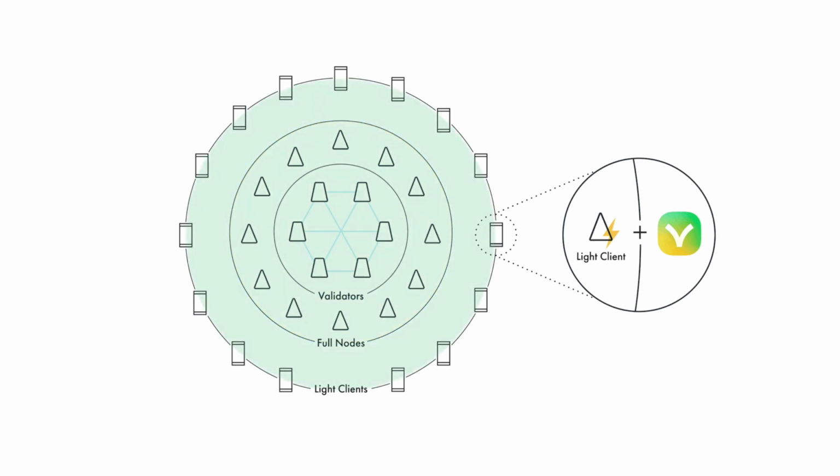Finally, Celo's light clients sit at the edge of the network. Light clients typically reside on end user cell phones and are connected to mobile wallets. So why are they called light clients? Because the data is light.